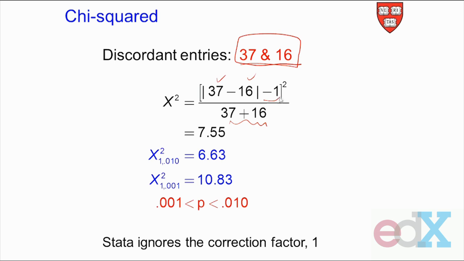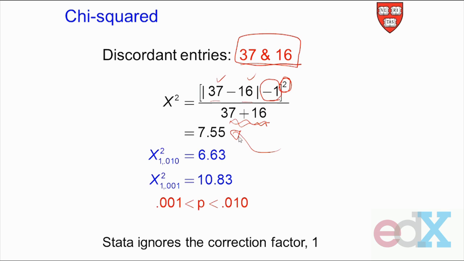Now, this is a little bit controversial, this continuity correction factor. Some people do it, some people don't. Stata doesn't do it. Anyway, so there it is, 37 minus 16, and then minus 1, yes, no, and then square that and divide by the sum of them. In this case, it comes out to be 7.55.